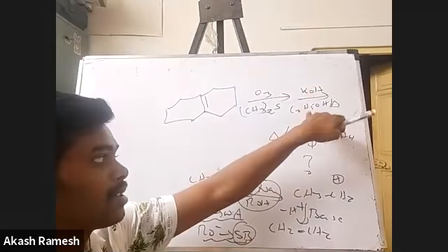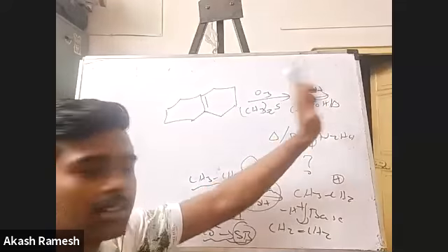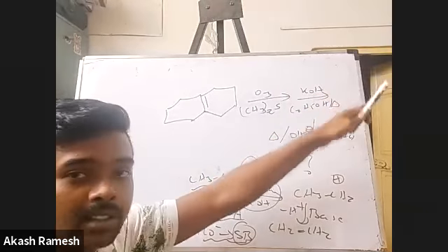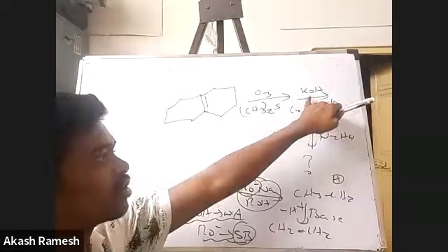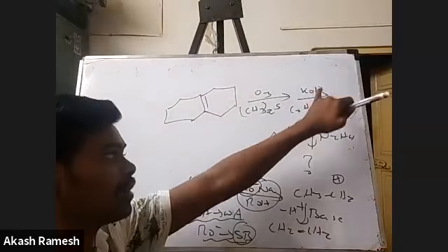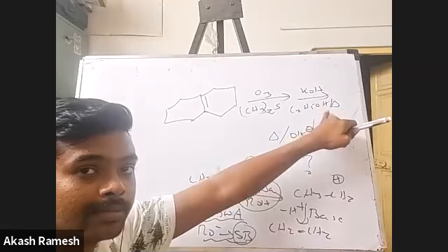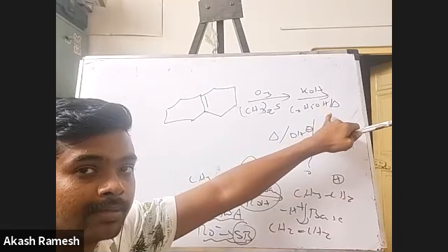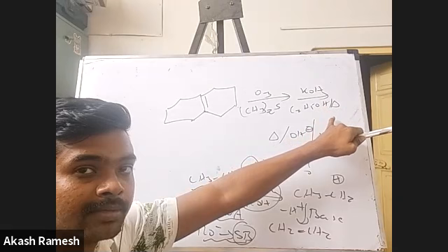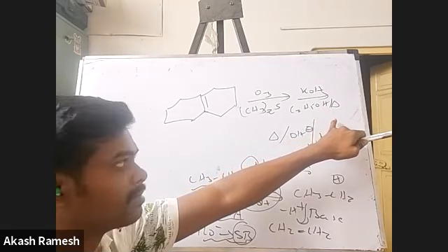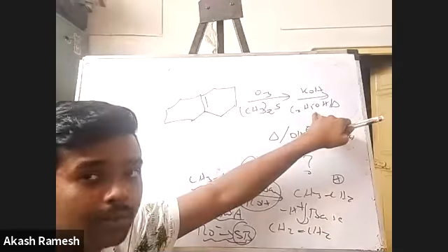KOH in the presence of this will basically form C2H5O minus K plus. Right? So that is going to act as a base. So obviously now you know what kind of reaction is going to happen here. Nucleophilic substitution. If it is going to act as a base, how nucleophilic substitution?